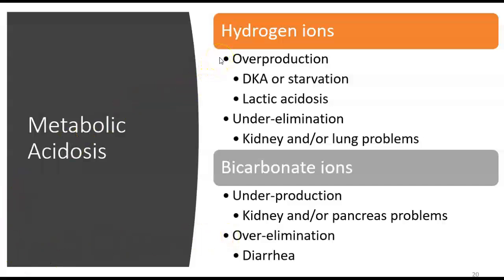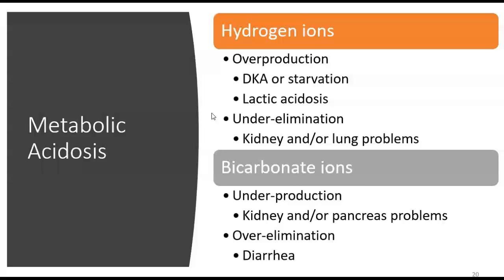Overproduction of hydrogen ions can occur due to excessive oxidation of fatty acids, such as with DKA or starvation. Another cause of overproduction of hydrogen ions is hypermetabolism, and that can be seen with heavy exercise, seizure activity, fever, hypoxia, and ischemia. Finally, excessive ingestion of acids, with alcohol intoxication or salicylate or aspirin intoxication or overdose, can also lead to overproduction of hydrogen ions.